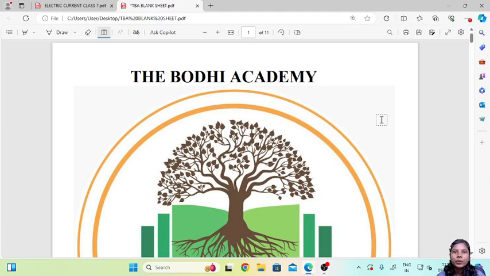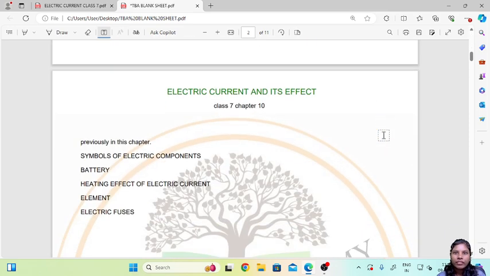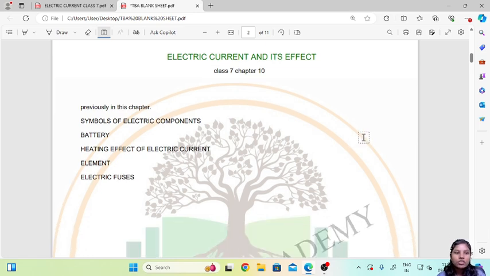My name is Amsha Klaso, and in today's video we will continue with our chapter Electric Current and its Effect, Class 7, Chapter 10. Previously in this chapter we saw the different symbols that are used for electric components such as battery, wires, switch on and switch off mode, bulb, all these symbols we saw.